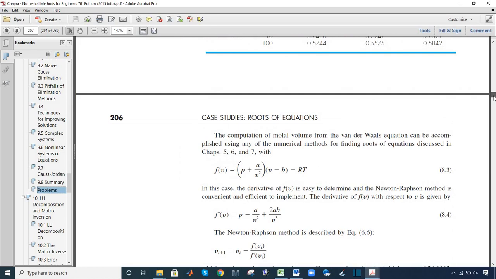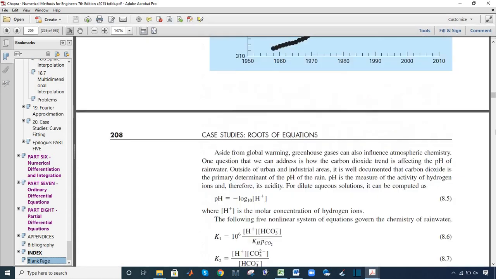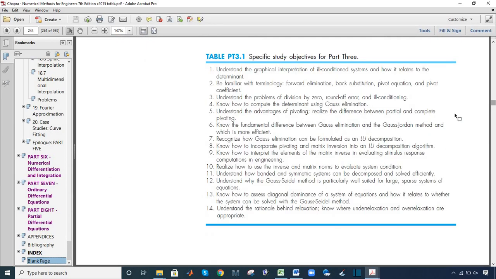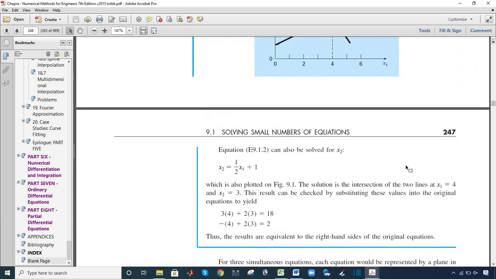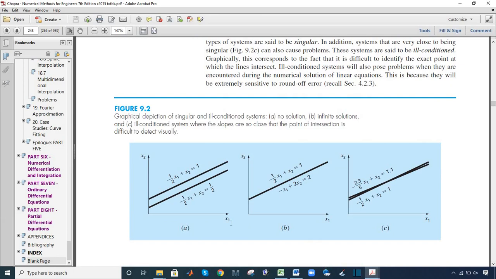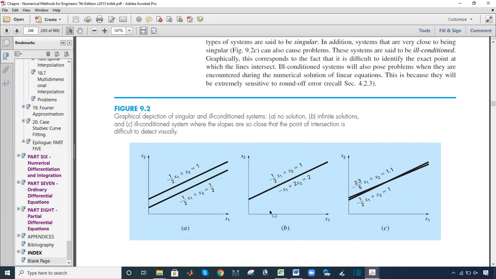A little bit explanation from the book. There are three cases given, A, B and C, and our solution matches with case C, this one. These are the types of ill-conditioned system.